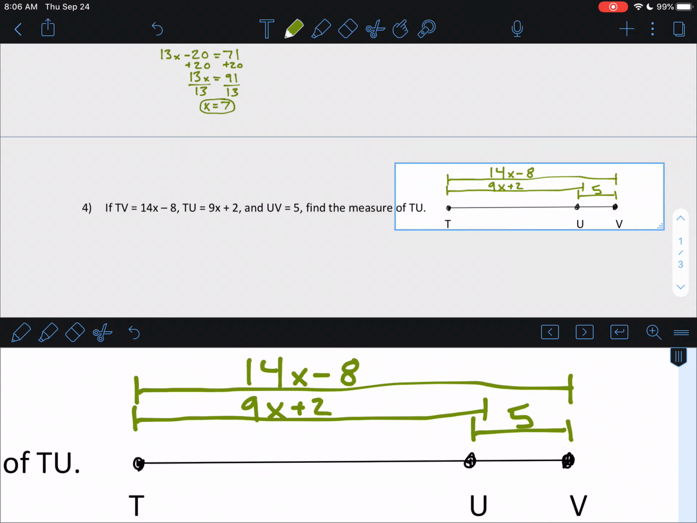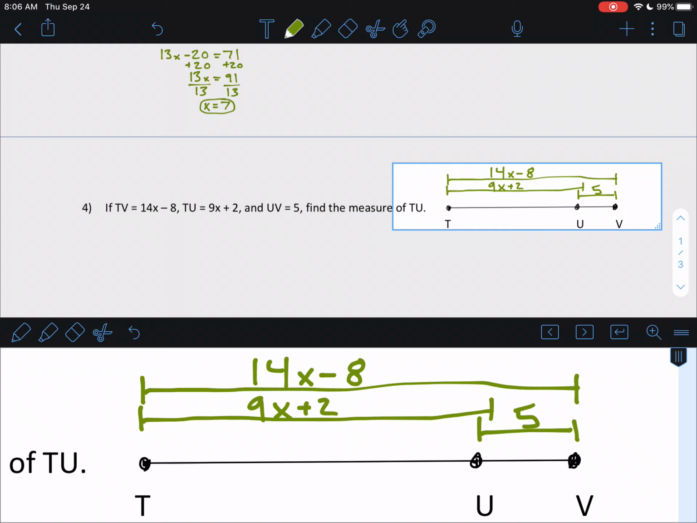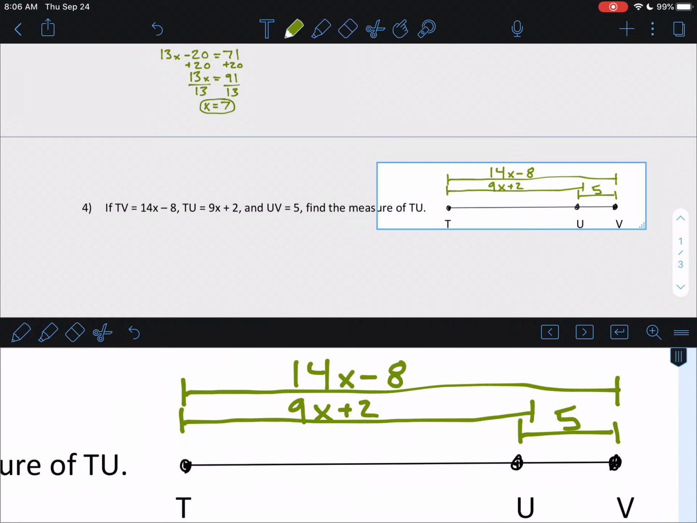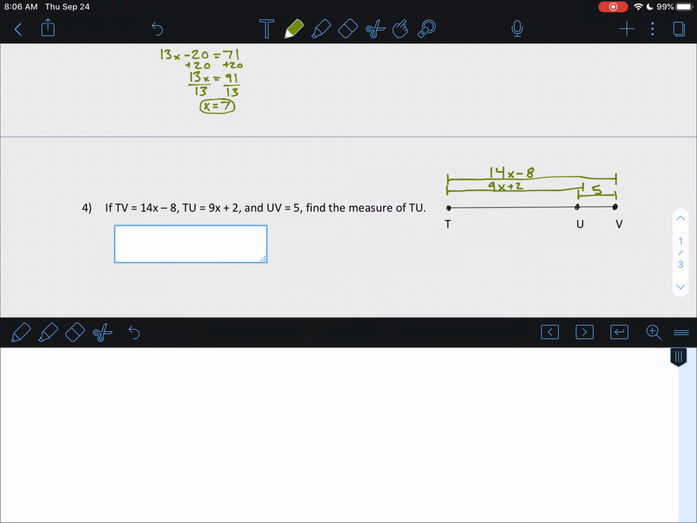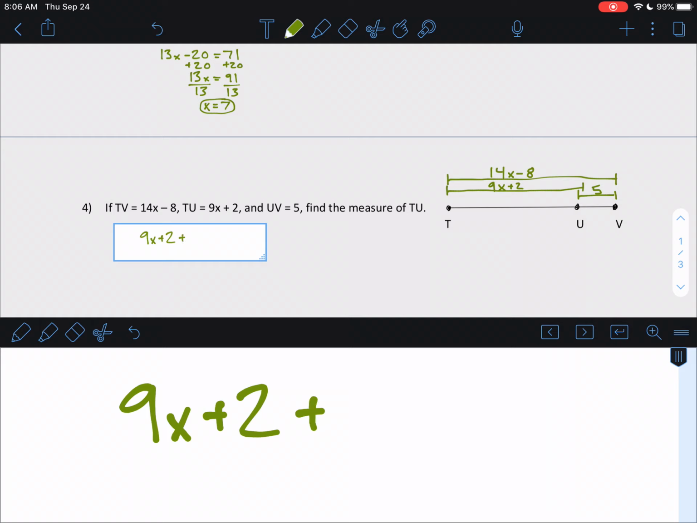Okay, now we will use this and the segment addition postulate to find the measure of TU. But first we have to find the measure of x. And then we can use that to find the measure of TU, just like we did in the first example we did before we even got into the segment addition postulate. So the segment addition postulate tells me that 9x plus 2, which is TU, plus 5, which is UV, should equal 14x minus 8, which is TV. So let me write that out. 9x plus 2 plus 5 equals 14x minus 8.